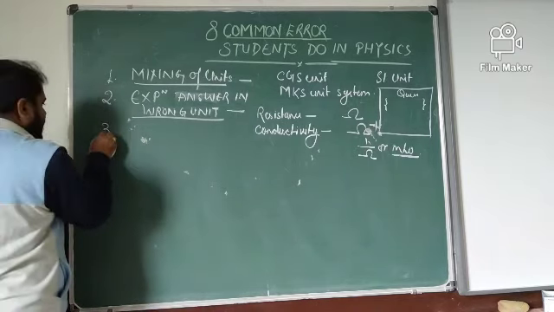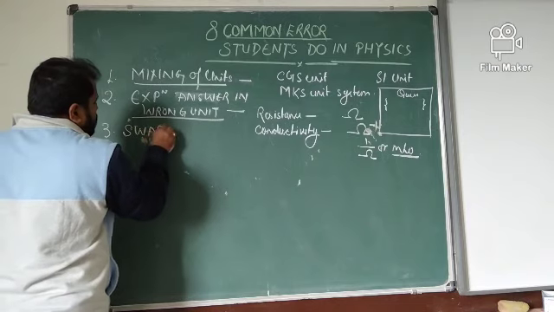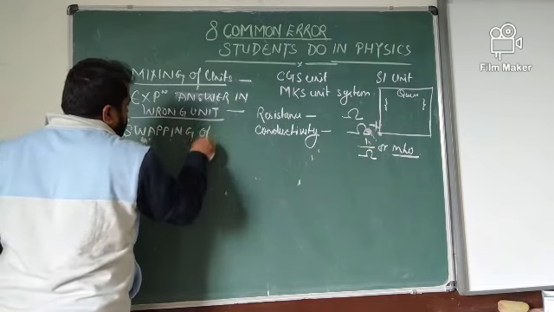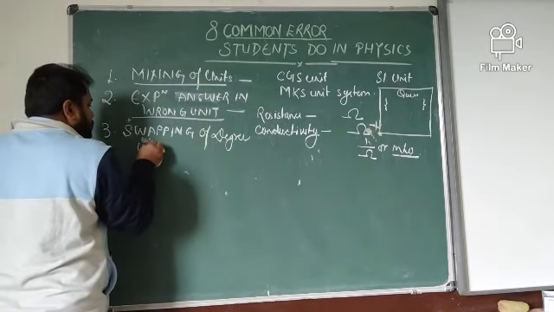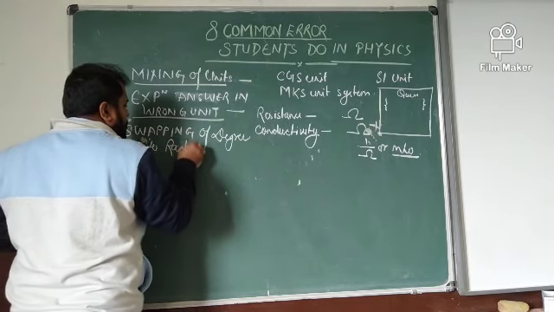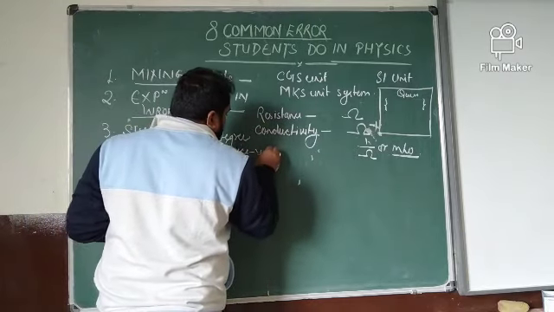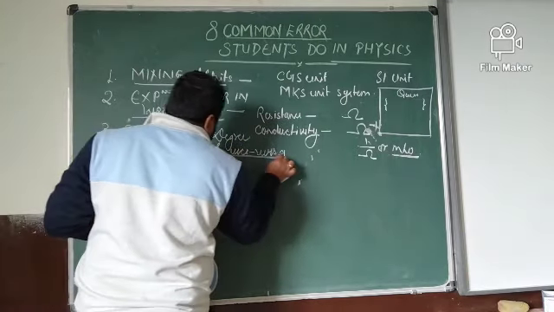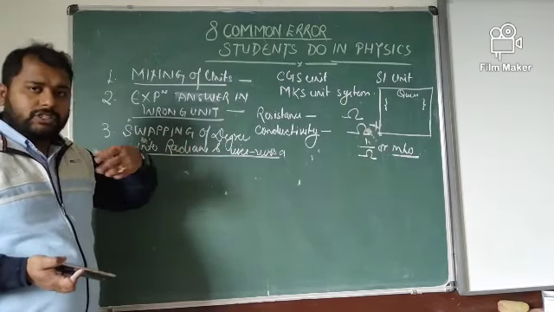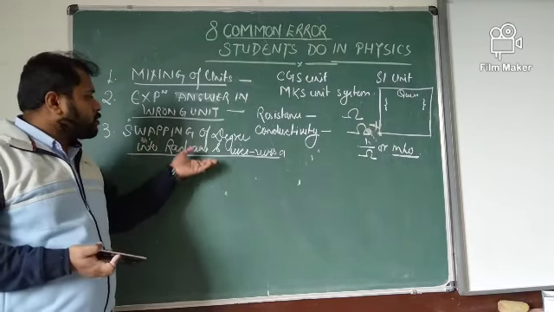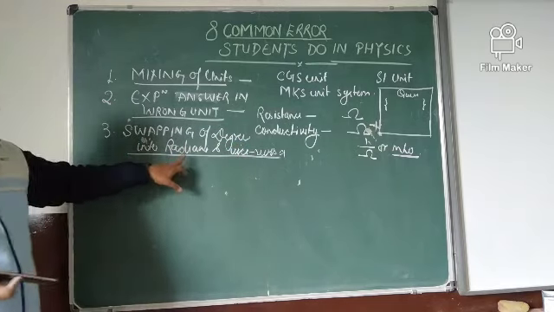What is the third kind? Third is the swapping of degree into radian and vice versa. This was the most committed error by the students, and sometimes teachers also make this kind of mistake. But you have to follow that degree and radian are two different things.